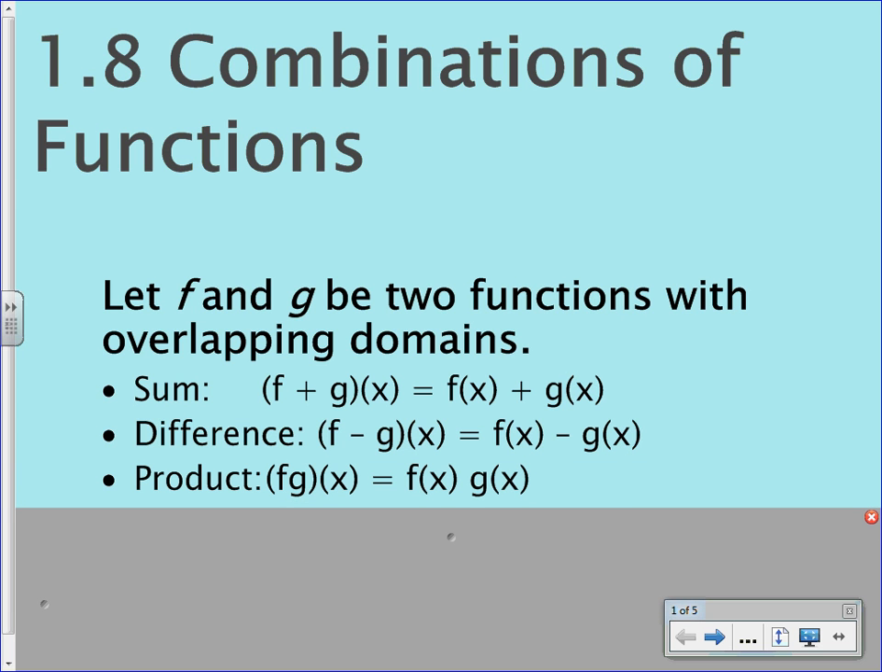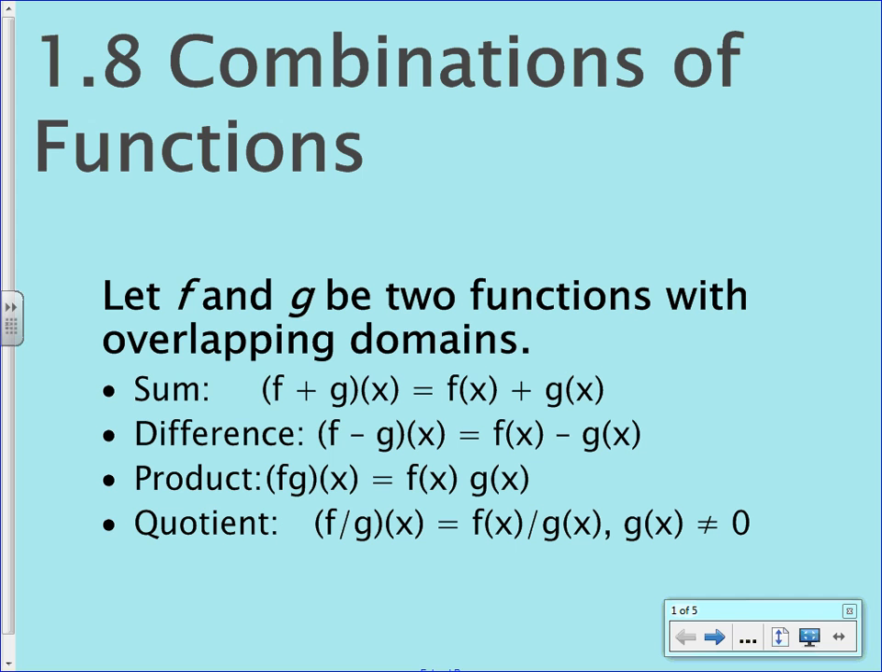We can take the product of 2 functions. We multiply them together. And what do you think the 4th one's going to be? You don't think division? What's division called? Taking the quotients. When we take the quotient, we do have to be careful. We cannot divide by 0, so we just need to make sure that g is not going to equal 0.